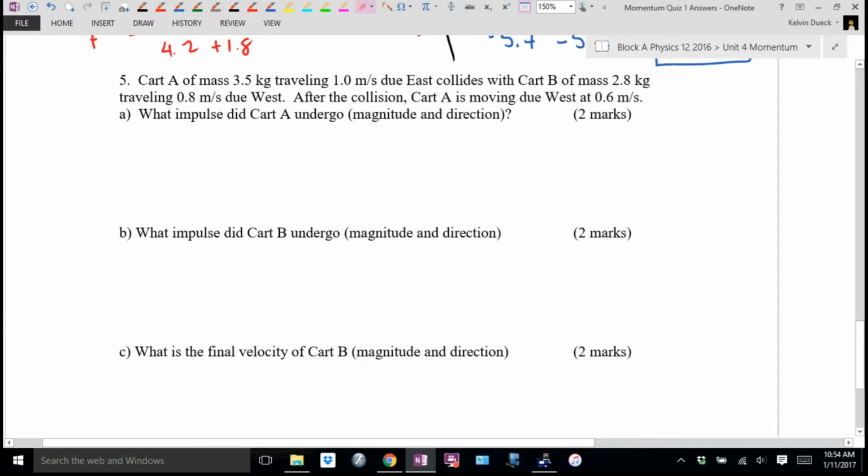Number 5 is the other question that I meant when I said it's so easy that it's tough. A says, find the impulse.